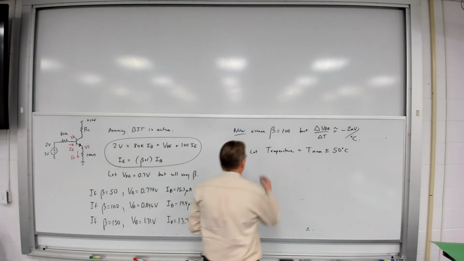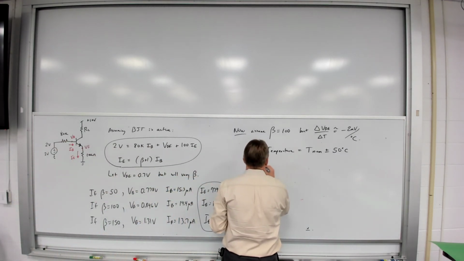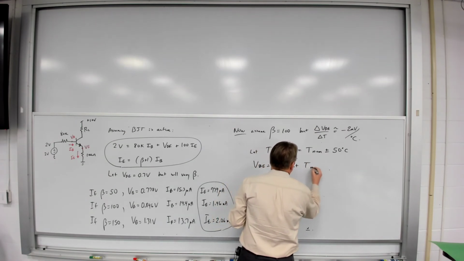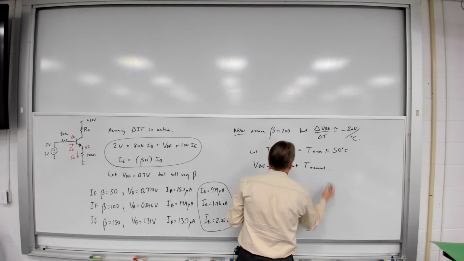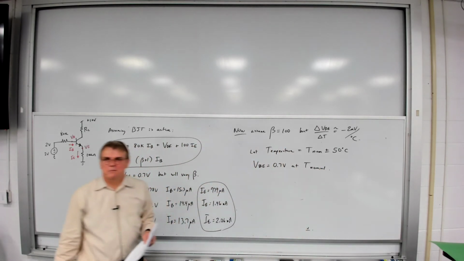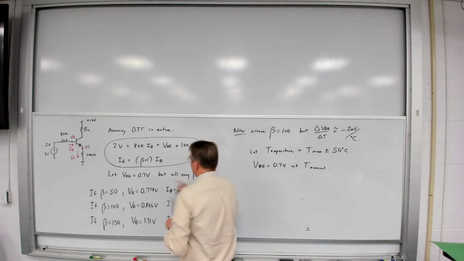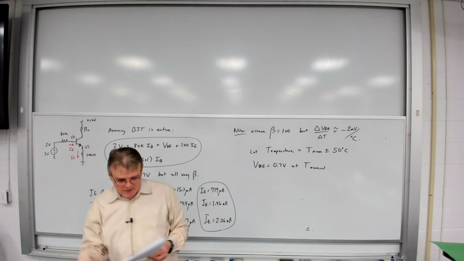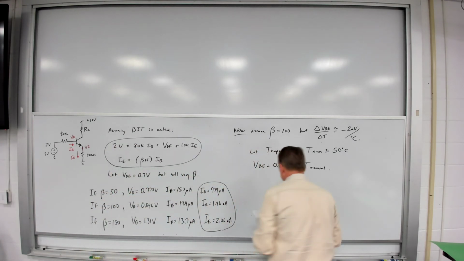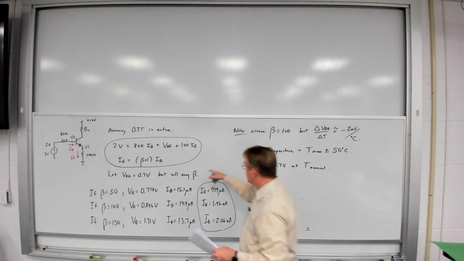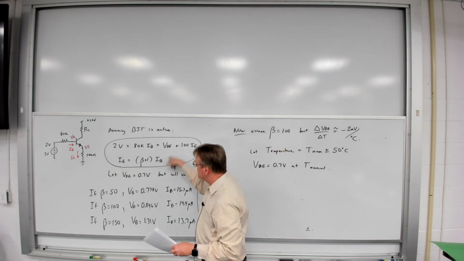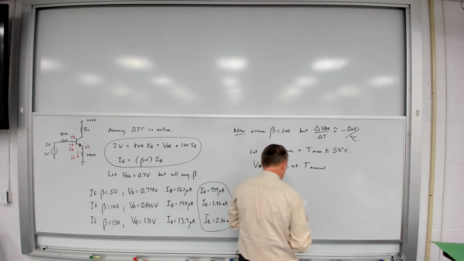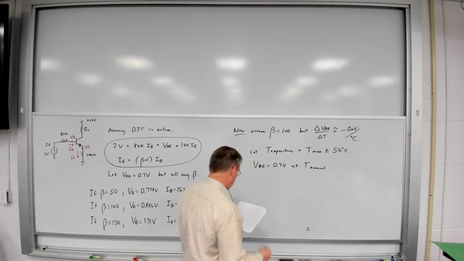So VBE is equal to 0.7 volts at my nominal temperature. All right? So I'm assuming that 0.7 volts goes for VNOM. And so in this case, using beta equal to 100, I'm going to plug into this equation, only now I'm going to change VBE.